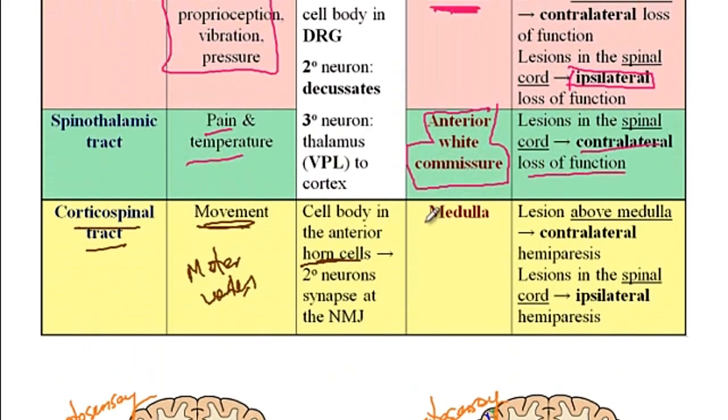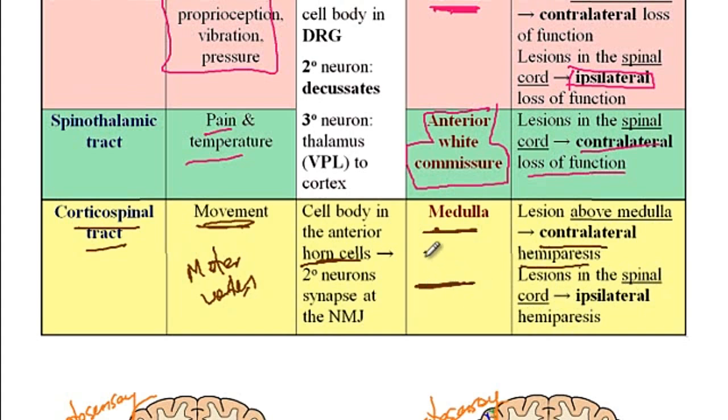So as I discussed, they would decussate at the level of medulla. So therefore, any lesions of the corticospinal tract that are above the medulla, since they have not decussated yet, would cause contralateral hemiparesis. While lesions that are in the spinal cord, they have already decussated. So here we had them. Let's say here is the medulla. So we come here and then it decussates and goes down. So any lesions that are above the medulla will cause contralateral loss of the function, while any lesions that are in the spinal cord, which is below the medulla, will cause ipsilateral loss of the function. So here, lesions of the spinal cord will cause ipsilateral hemiparesis.